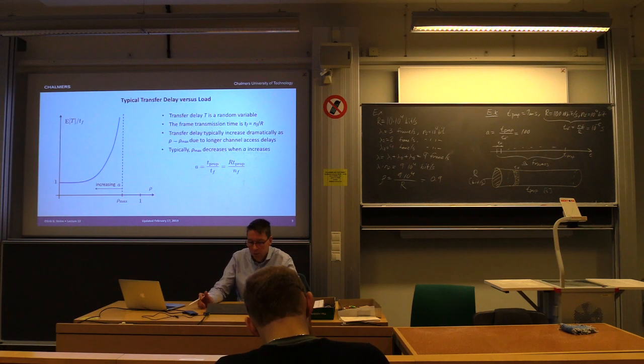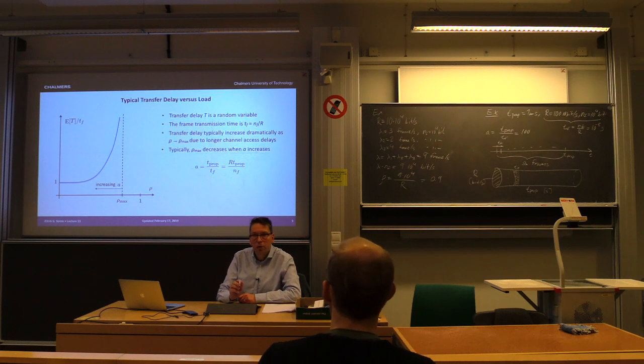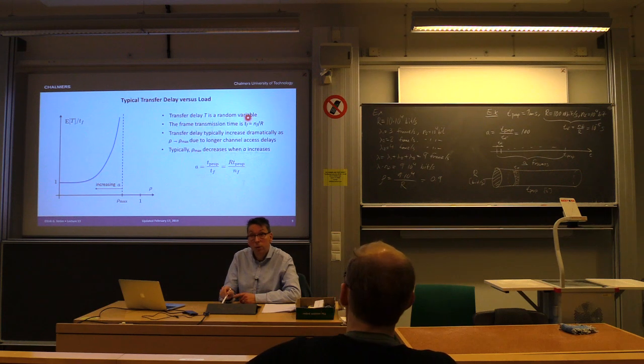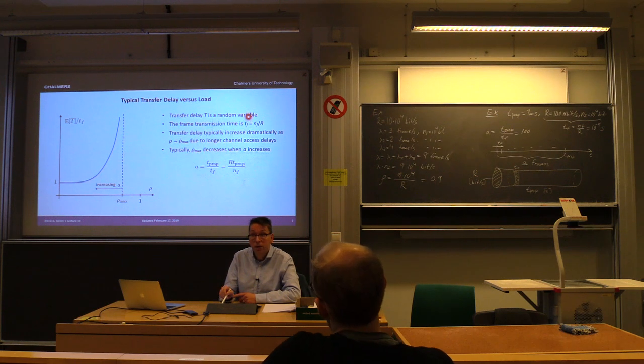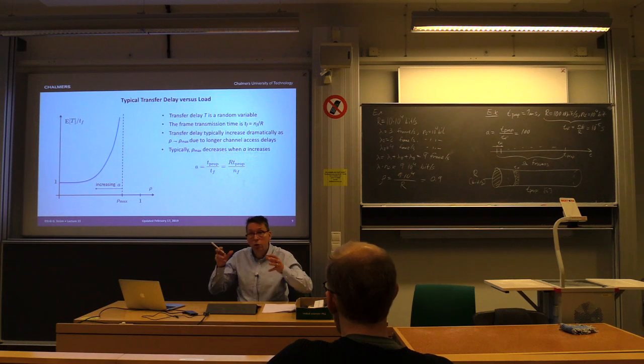This is difficult. This is a PowerPoint slide, so it doesn't show a real MAC scheme, but essentially the transfer delay is a random variable because it depends on data traffic, and data traffic is typically random. So the frame transmission time, duration TF, is NF divided by R. The transfer delay typically increases dramatically as the load goes to rho max. So when we start to use the medium more heavily, the delays go up.